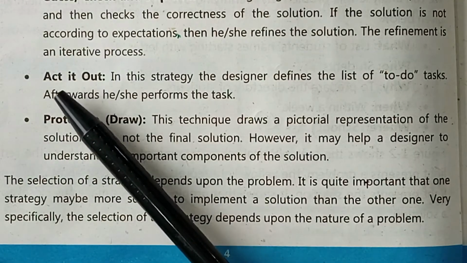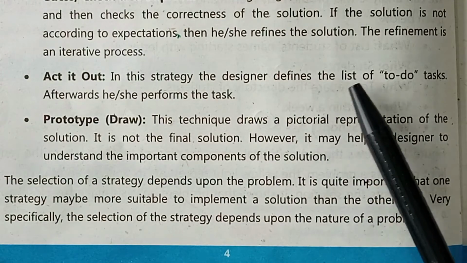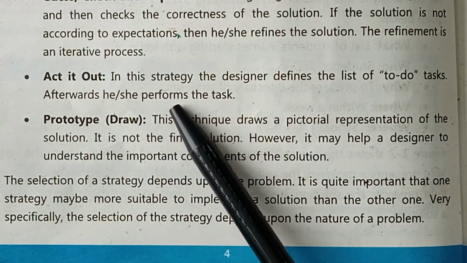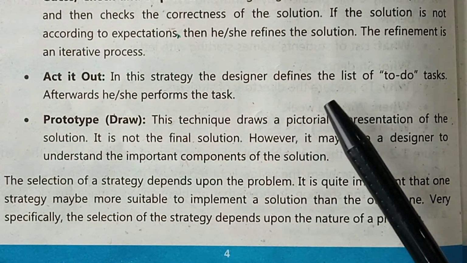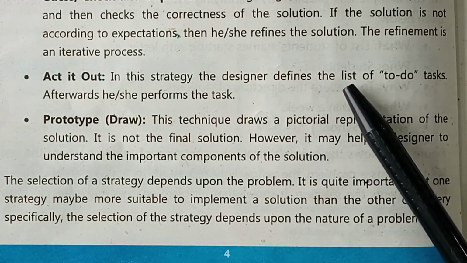Now the third one is act it out. In this strategy, the designer defines the list of to-do tasks. Afterwards, he or she performs the task. In this strategy, the designer describes the list of tasks that he or she has to carry out.